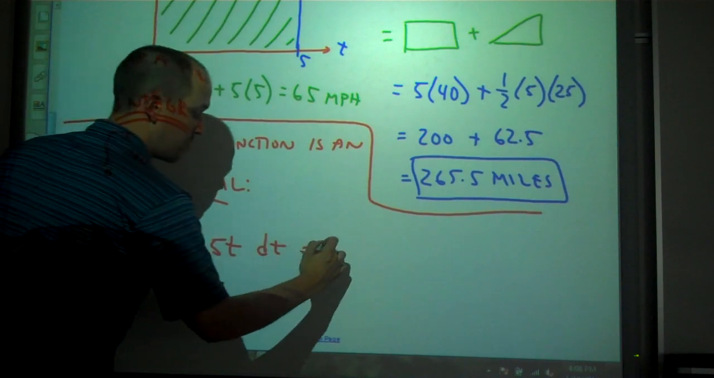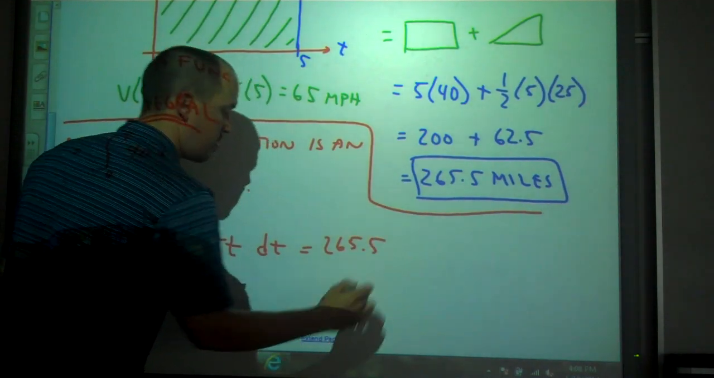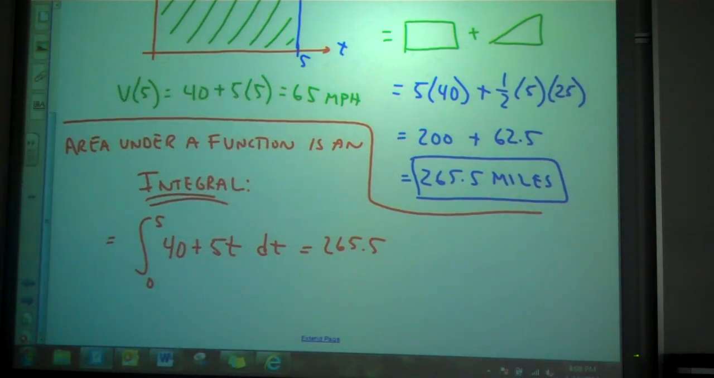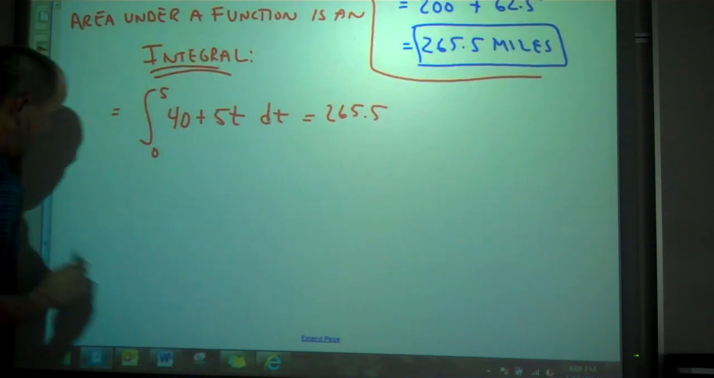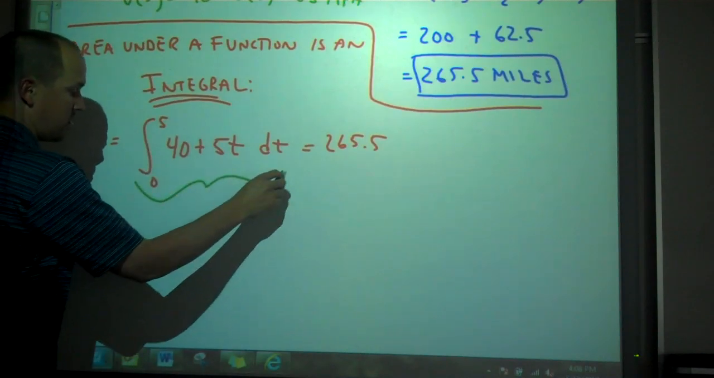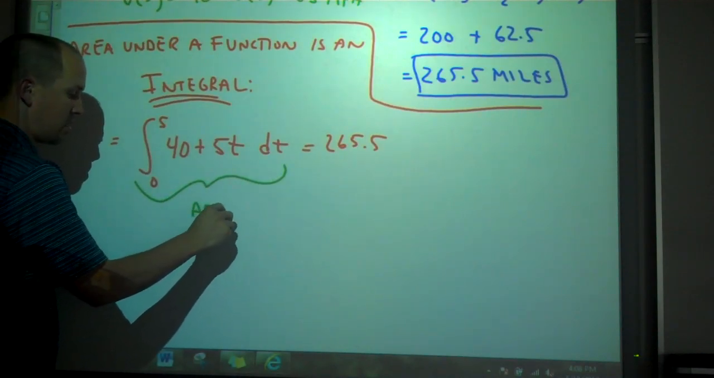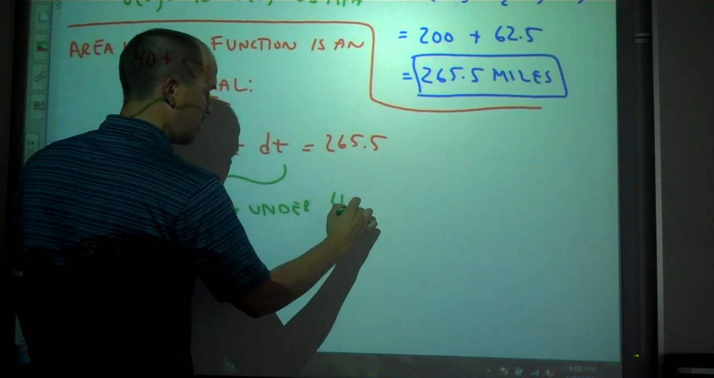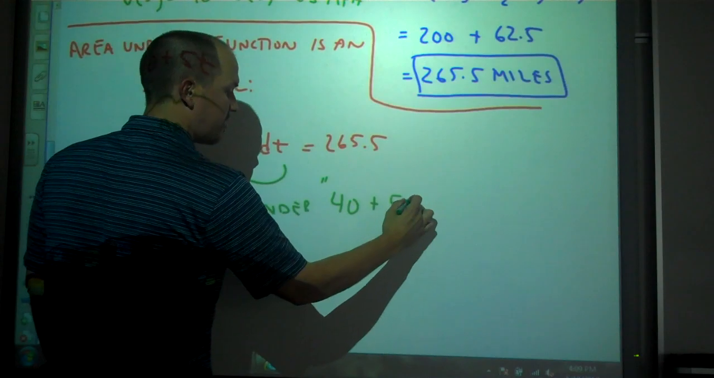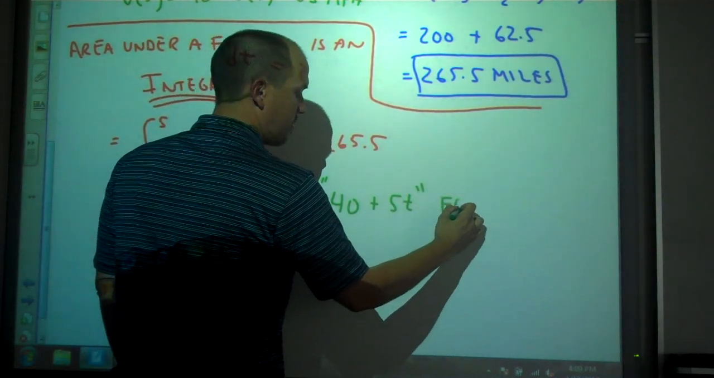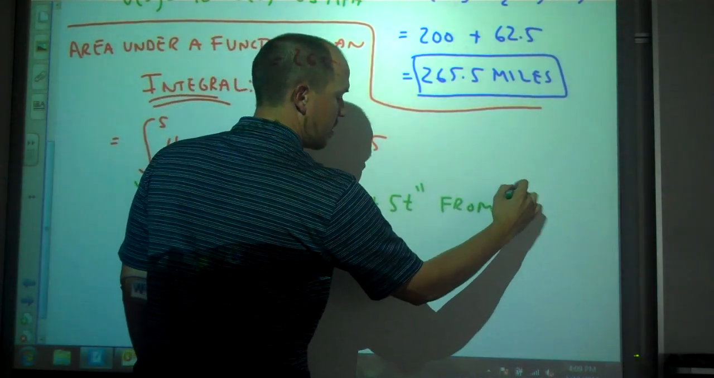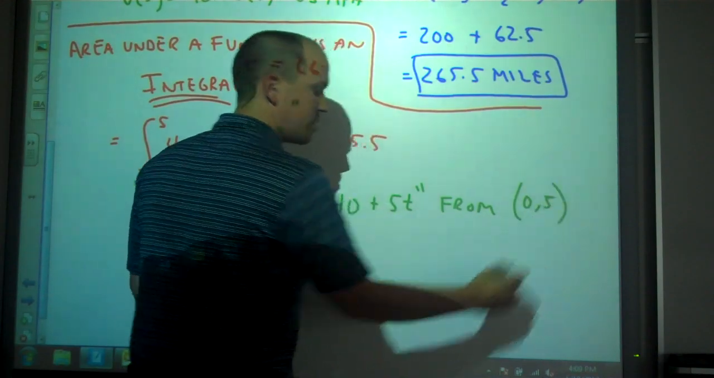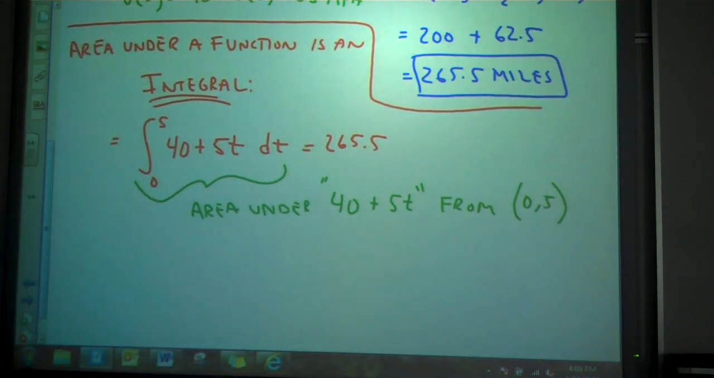This is equal to 265.5. Alright, so this complicated looking thing just means the area under 40 plus 5t from 0 to 5. That's all it means. That's integral notation. That's awesome. Alright?